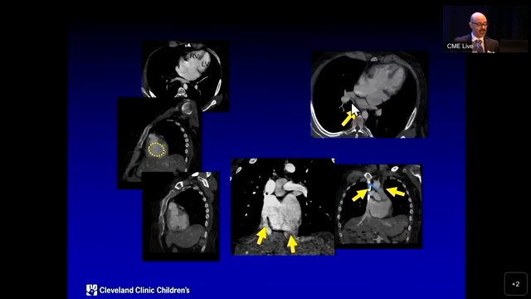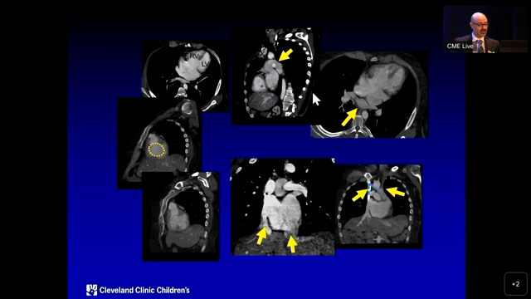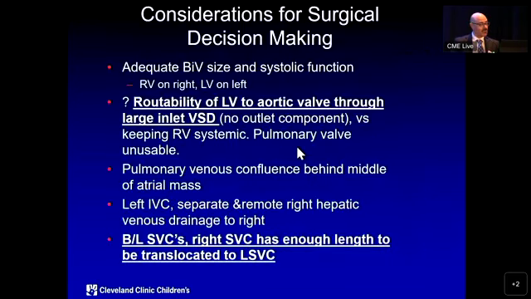And then, of course, we shouldn't forget about the total anomalous pulmonary venous return. This is the confluence behind the middle of the atrial mass. And what happened to it? It ultimately went through this vertical vein all the way up to his left SVC. So as we were discussing this case, we said there's adequate biventricular size and systolic function, with the right ventricle on the right and the left on the left. So there was a question of routability of the LV to the aortic valve through a large inlet VSD with no outlet component whatsoever, based on the tomographic imaging and the 3D printing.